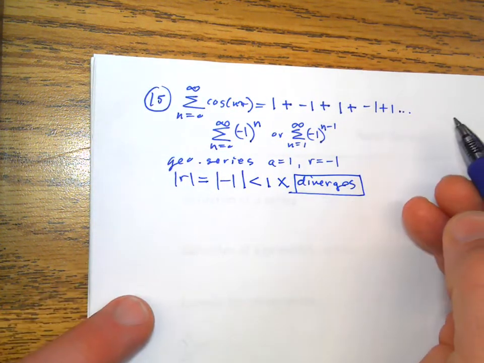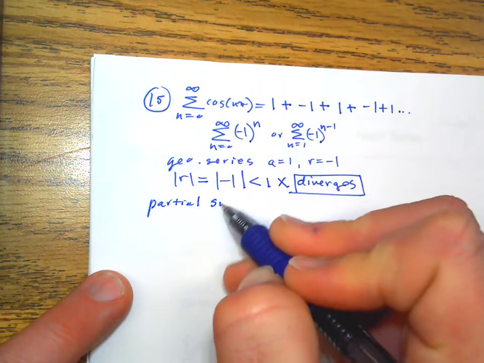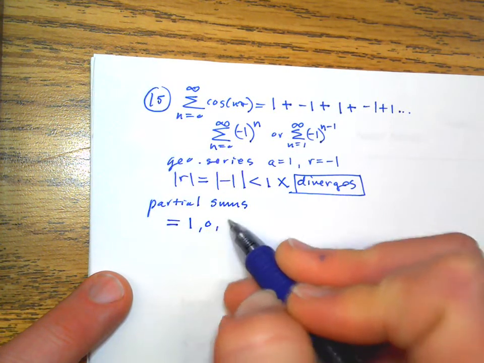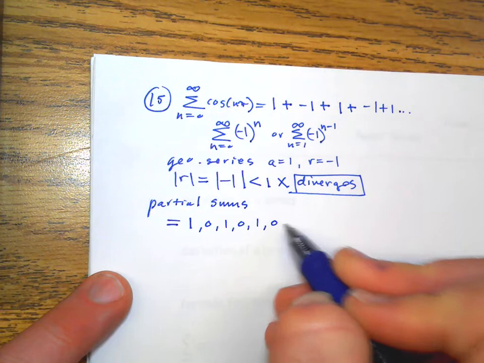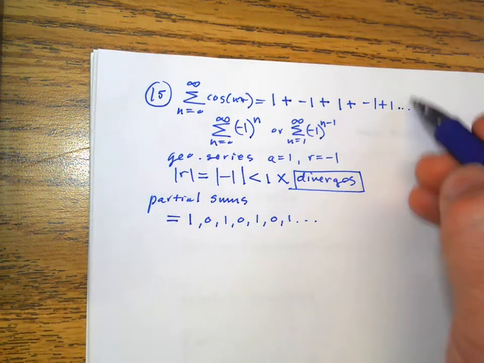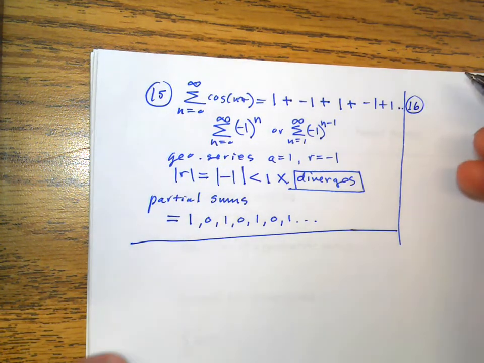So you could use that approach. You could look at the partial sums and see what's happening. In partial sums, first one's 1, next one's 0, next one's 1, next one's 0, next one's 1, next one's 0. Are they going towards a certain value? No, diverges. But it's interesting that it was a geometric series, kind of in disguise.